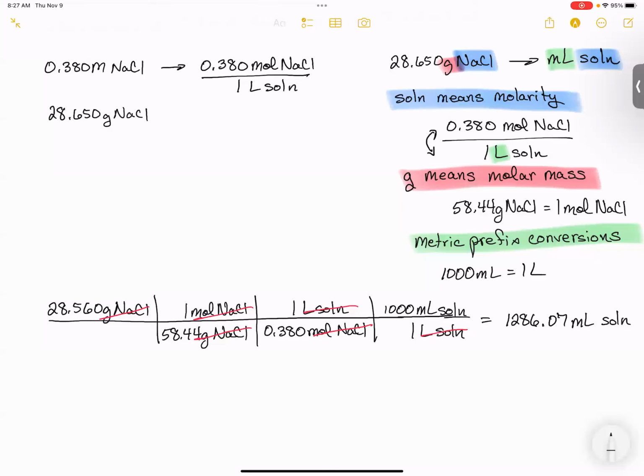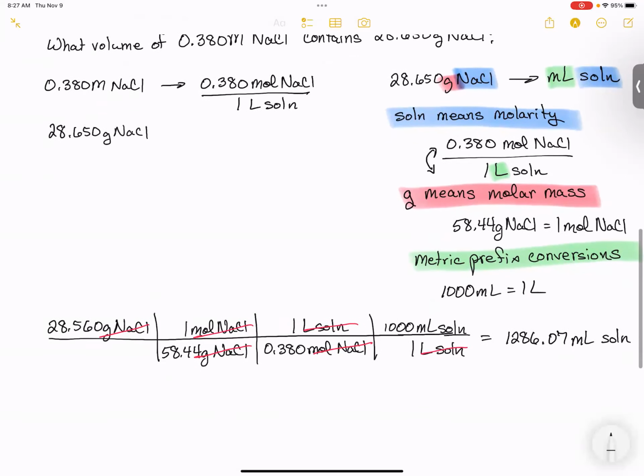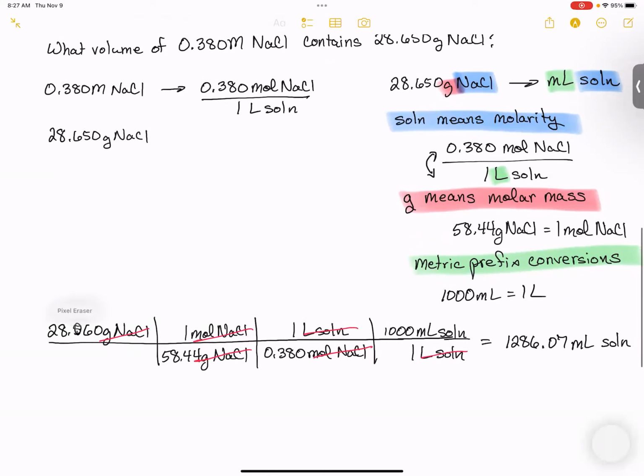Yes. Yes. Which makes it slightly different. 1,290 milliliters of solution.